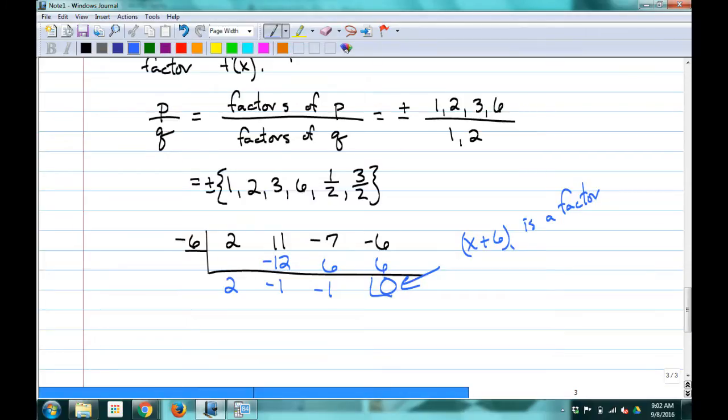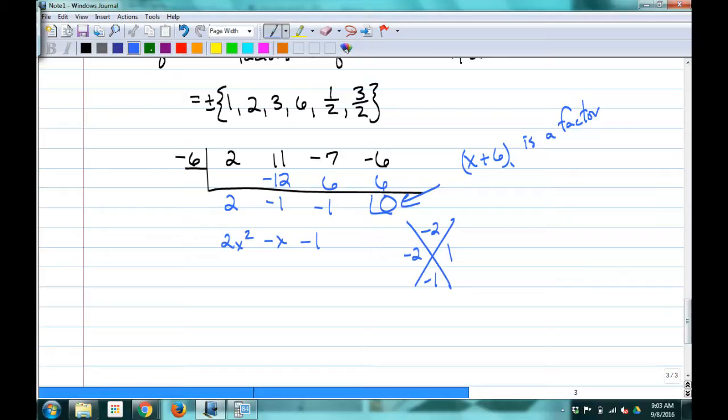What started out as x cubed, now the blue part here is x squared. So we've reduced it down to a quadratic. Could we use the x method to find the other two factors? Yeah, that's what I would do. I'm looking at that saying that's 2x squared minus x minus 1. If I factor that, be -2 and +1. So I could factor that as 2x squared minus 2x plus 1x minus 1, and then group it.